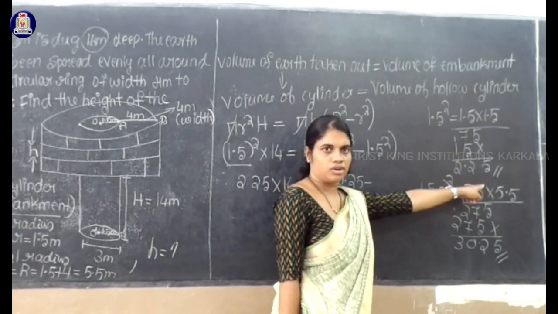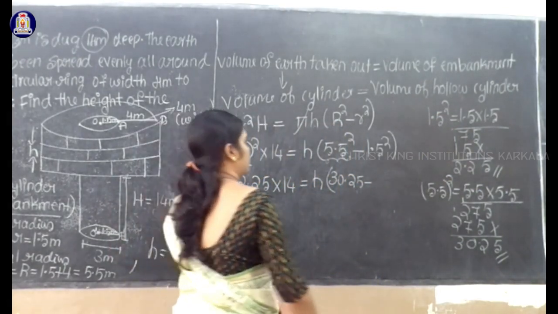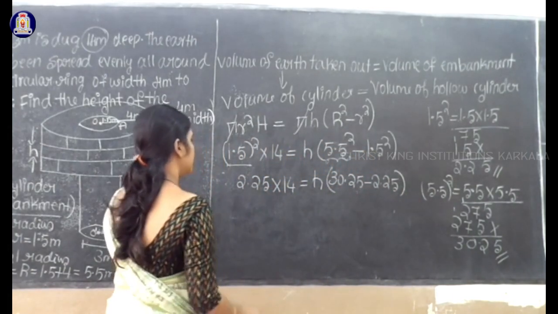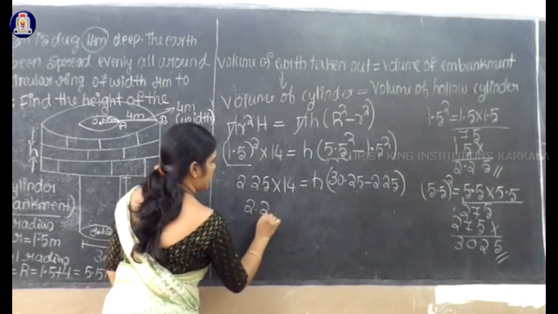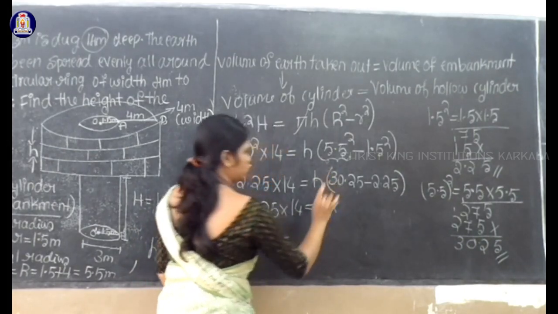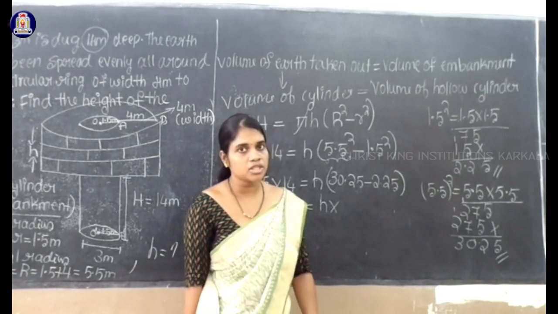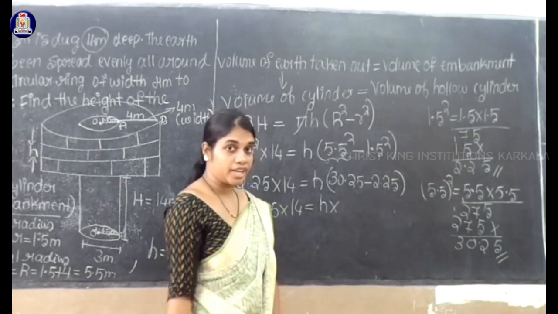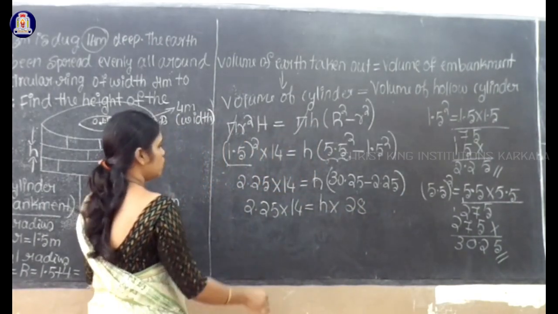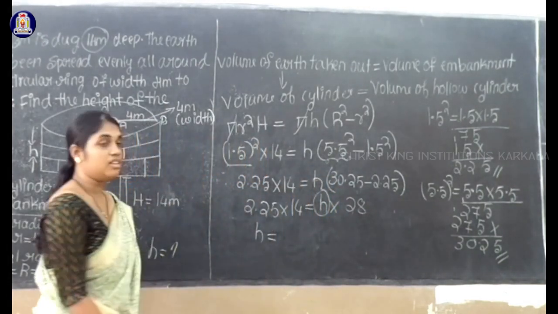Already we have calculated the value of 1.5 whole square. What is it? 2.25. So we'll simplify it further. 2.25 I'll write as it is, into 14 equal to h into 30.25 minus 2.25. 30.25 minus 2.25 equal to how much? I'll get 28. So now the h value. Actually we are going to calculate the value of h.